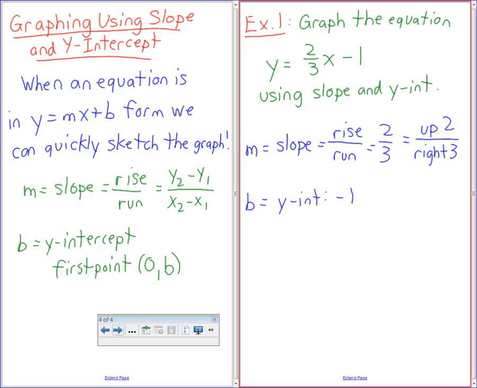So what point is this going to be on the graph? What's the coordinates going to be for my first point on the graph? Please be brave. Go ahead, Tracy. 0, -1. So the nice thing about slope now is I'm going to start at 0, -1. After that, I'm going to go up 2, right 3. Up 2, right 3, up 2, right 3, and that's my graph.